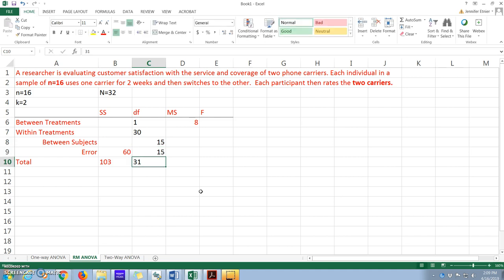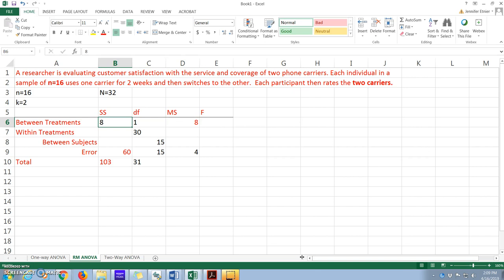Okay. Once we know that, we can do a couple of different things. For instance, we know that we need the mean squares error here if we're going to be able to solve for f. So sums of squares divided by degrees of freedom gives us the mean squares for error. And then working backwards this way, we know that the sums of squares between treatments has to be 8, because 8 divided by 1 has to give me 8.